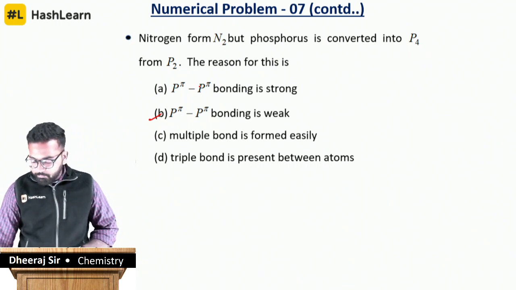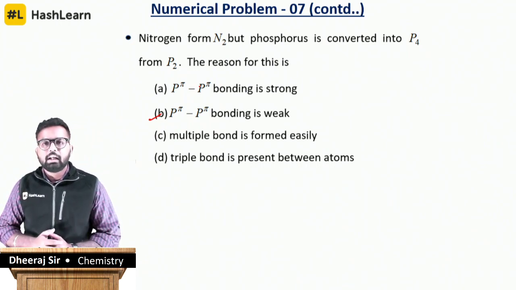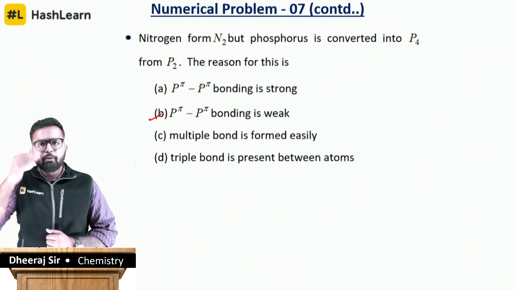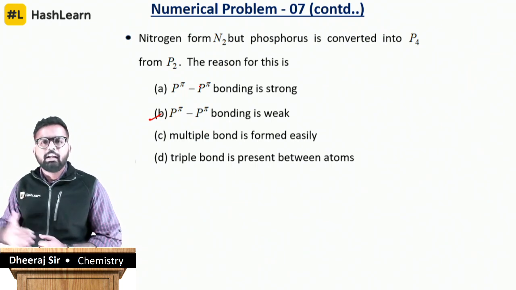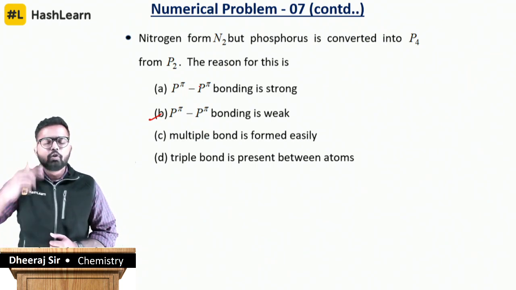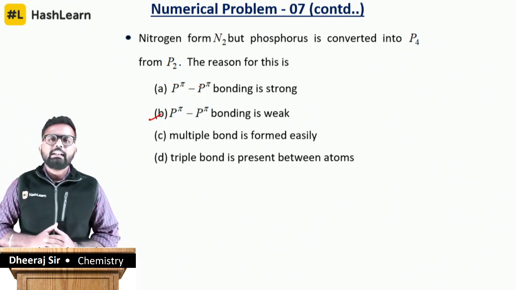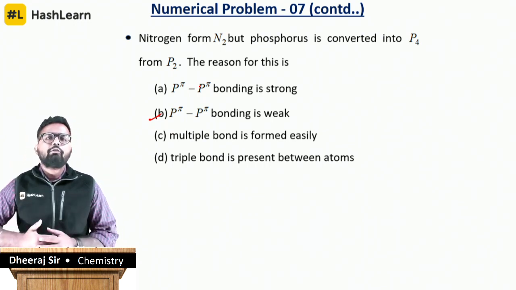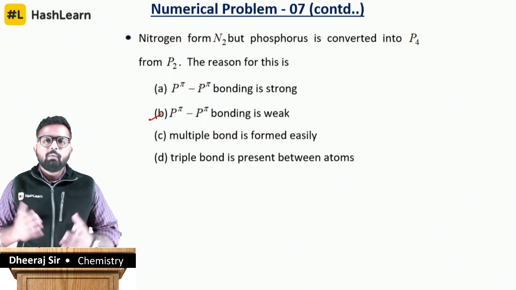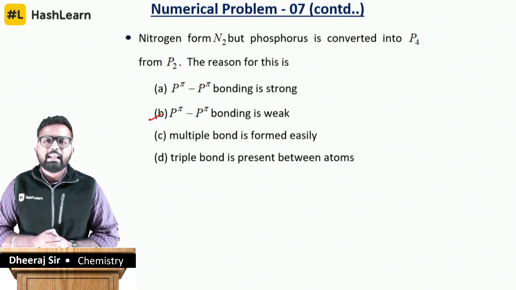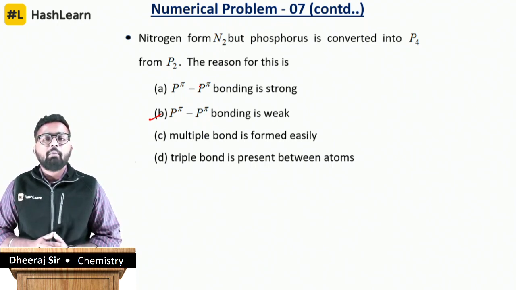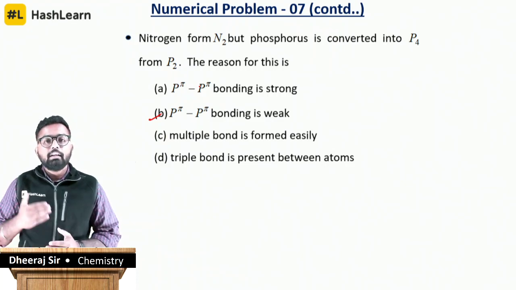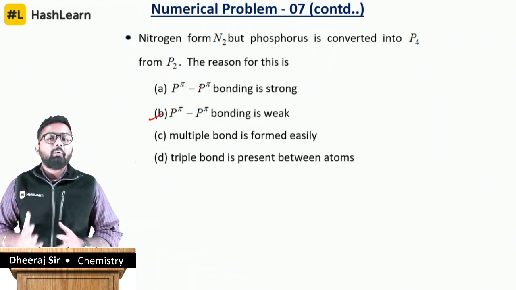Now what happens is, due to increase in size, if you look at nitrogen, as we move down the group from nitrogen to phosphorus to arsenic to antimony and bismuth, the size of the atoms goes on increasing. With increase in the size of the atom, the extent of overlap becomes less. So once the extent of overlap is less, even though pi bonds are formed, the formed pi bonds are very, very weak.